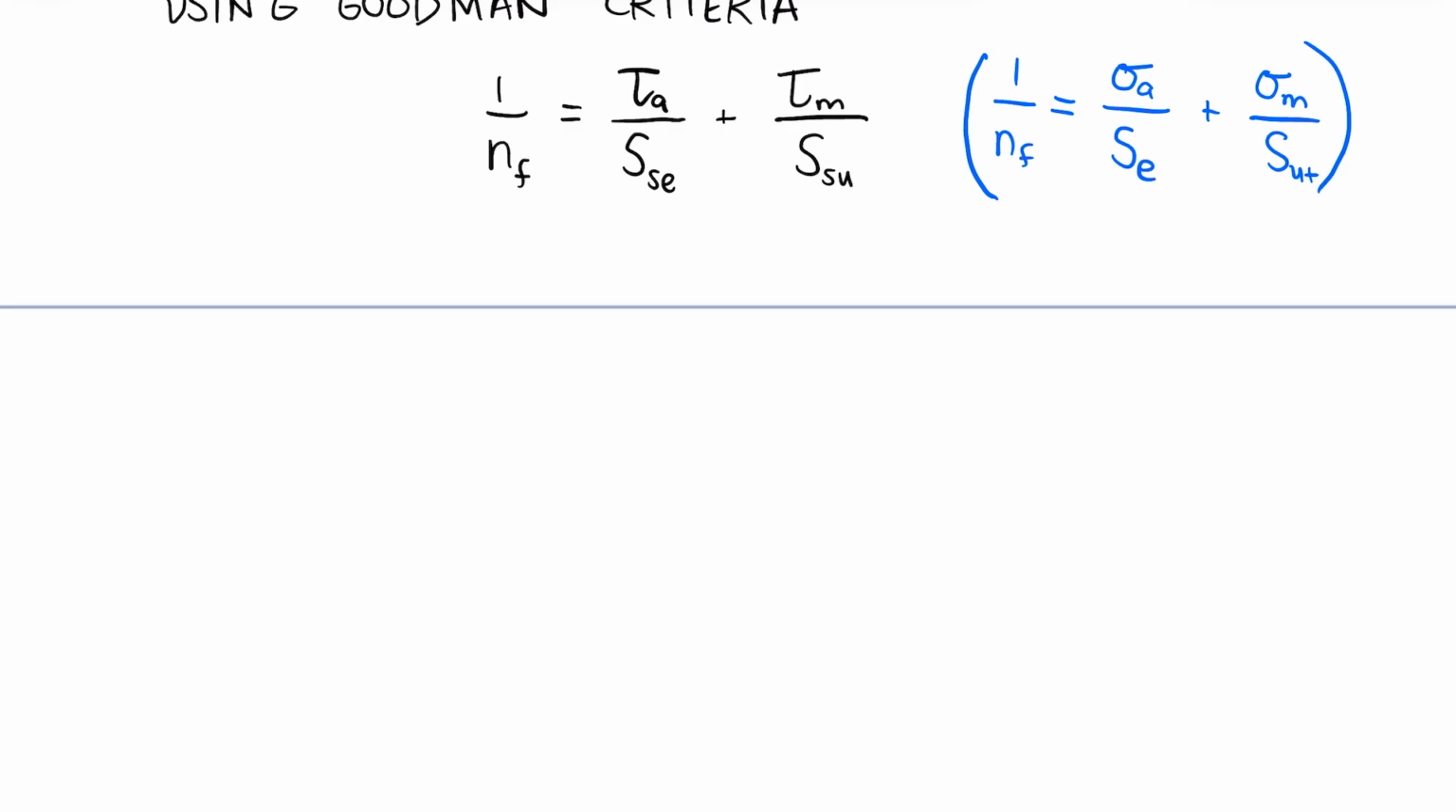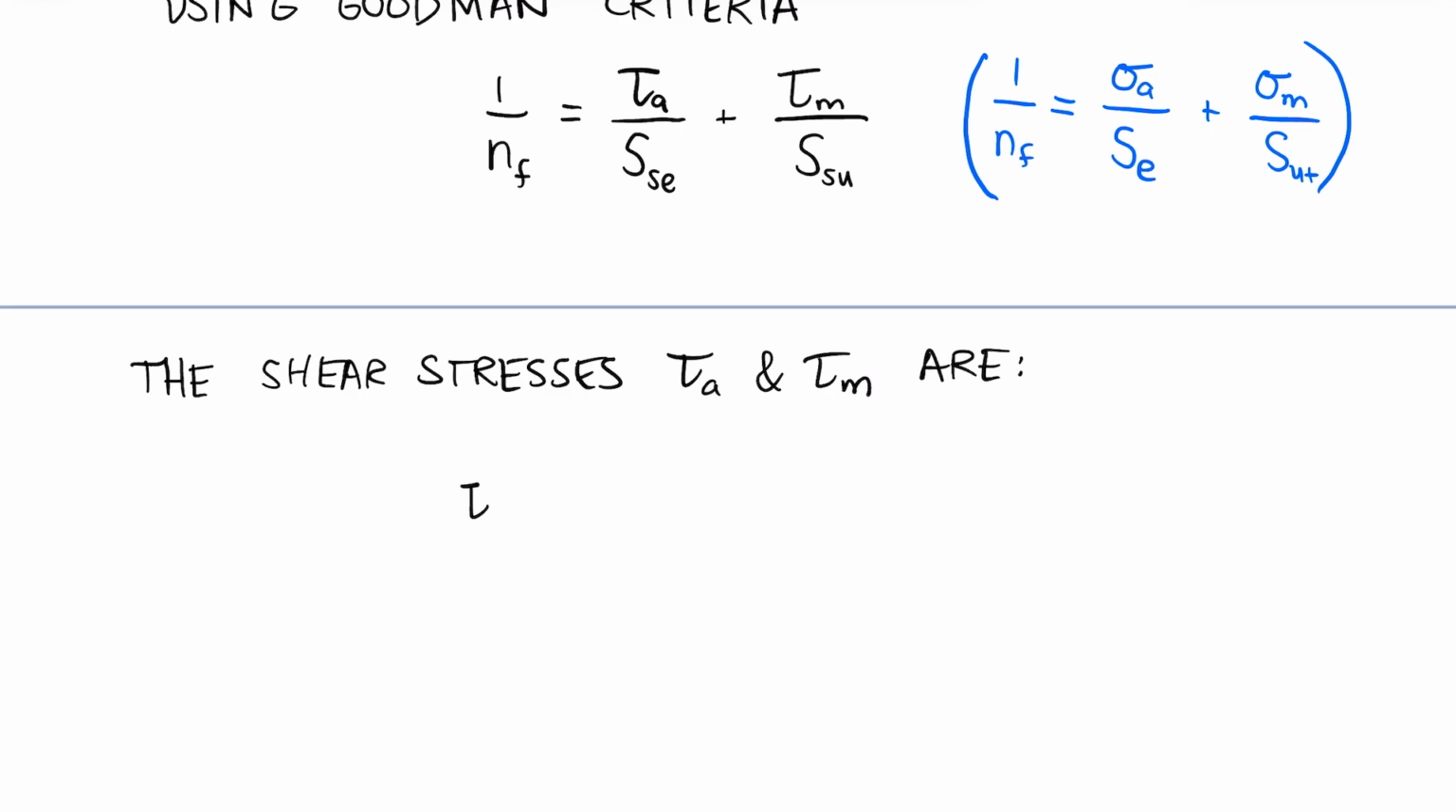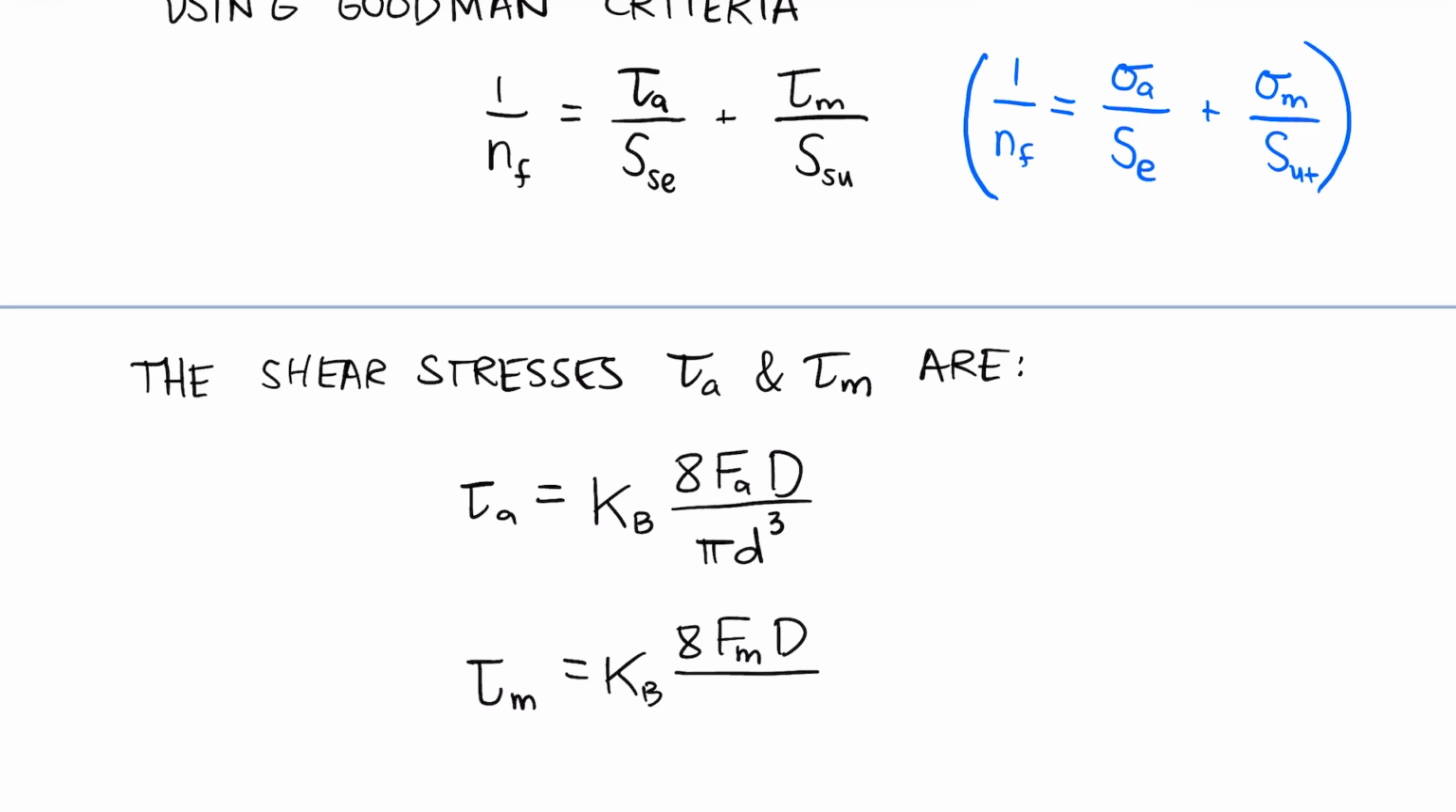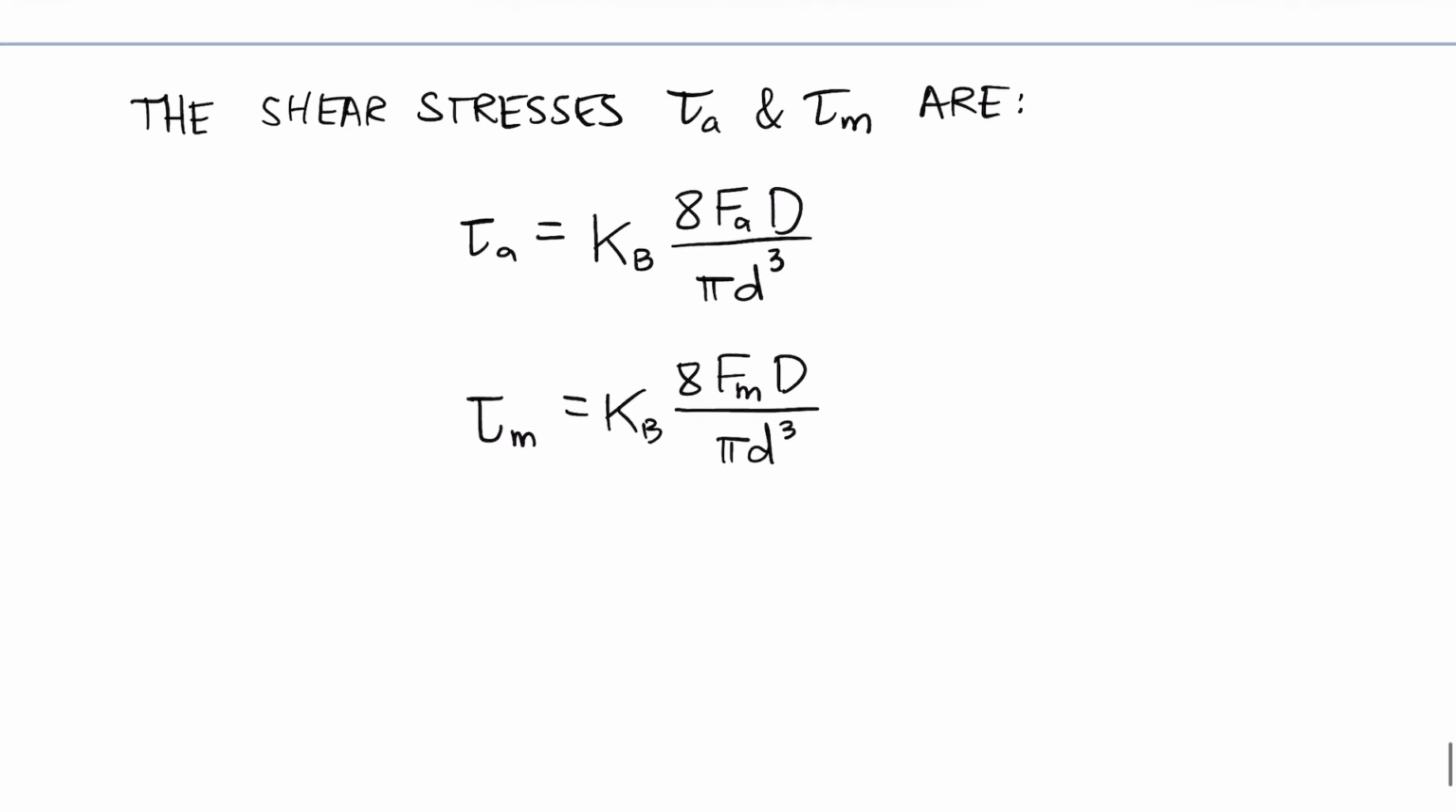To find the alternating and mean shear stresses, we can use equations that we came up with in those previous videos. So the shear stresses, alternating and mean, are. We use the equation with the Bergstrasser factor. So I'm just plugging in an alternating force instead of a static force into this equation, and everything else stays exactly the same. To find the mean stress, we do exactly the same thing, except we replace it with a mean force. Okay, so these are exactly the same equations that we've seen before.